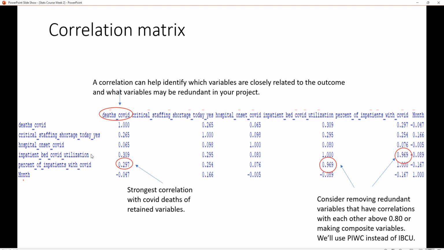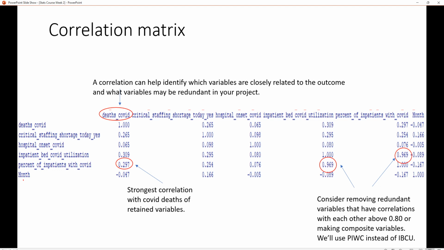When we look at the inpatient COVID utilization and scroll across, we're going to look for the percent of inpatients with COVID column, which shows up here on the second column from the end. We see that correlation is 0.97, or 0.969 in this output. That's really high. They're almost identical because they're so highly correlated.